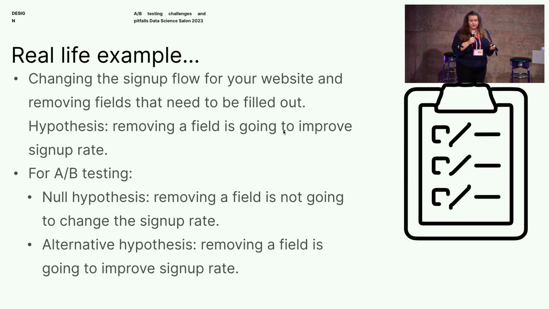So a real life example, not the color of a button, but we want to change the sign-up flow for our websites, and we want to check if removing some fields from the sign-up flow will reduce friction, and whether that's going to improve our conversion flow. So this is a statistics example. We have the null hypothesis that removing a field is not going to change the sign-up rate, and then we have the alternative hypothesis that we try to prove here, that removing a field is going to improve the sign-up rate.